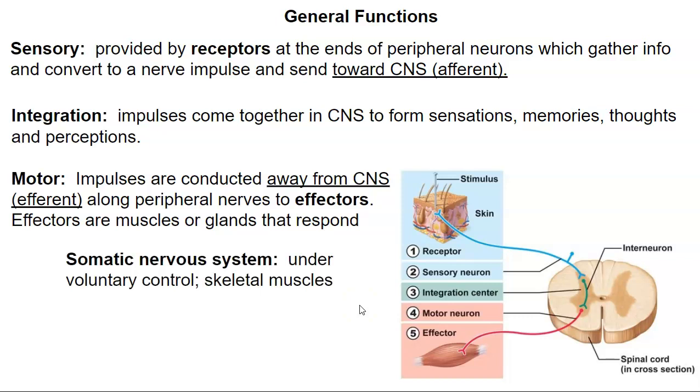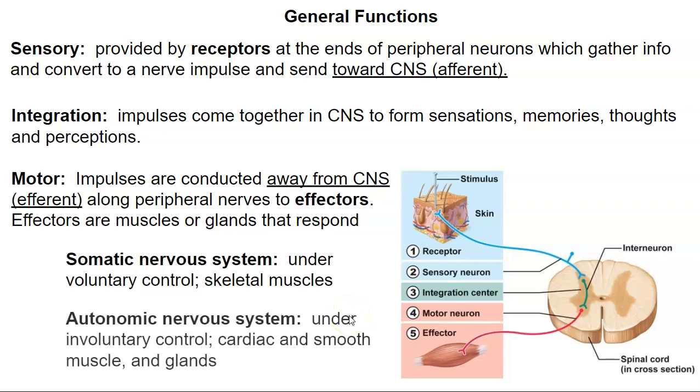Remember that the motor division is divided into two parts, the somatic and the autonomic. And the somatic division, that is an area that you have voluntary control over, chiefly skeletal muscles. And the autonomic nervous system, that's under involuntary control, meaning you don't have any control over it. So examples would be if your heart rate is accelerated or slowed down as a response to something, you don't have control over that. The smooth muscle of your small intestine for digestion, you really can't control how fast you digest food.